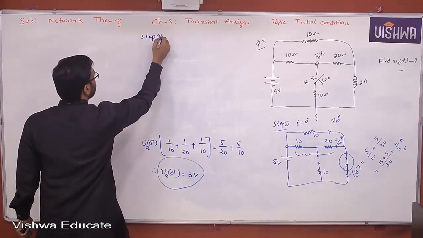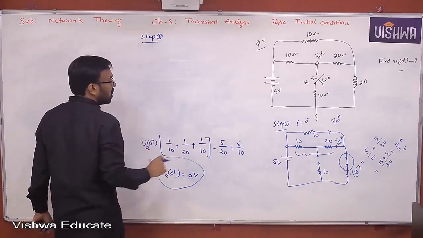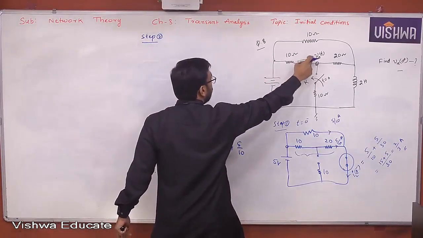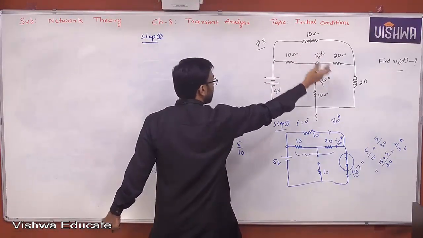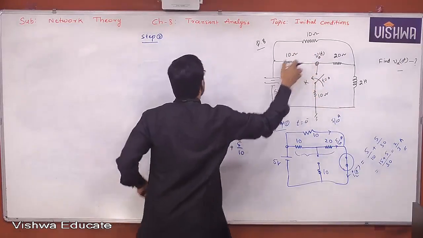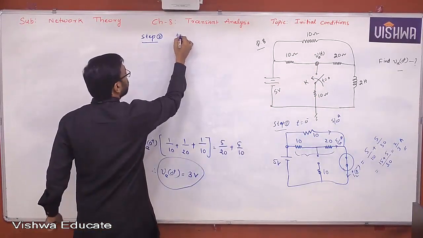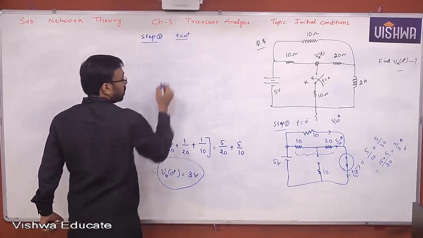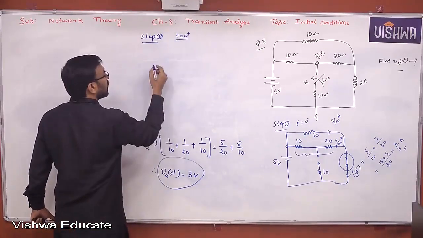Why I am going for step 2, you might have understood by this time, because I am dealing with voltage. It's not the voltage across the capacitor. It is other than the voltage across the capacitor. Definitely I have to go for step 2. That is, T equal to 0 plus equivalent I am supposed to construct.